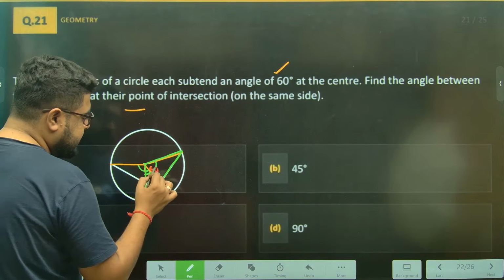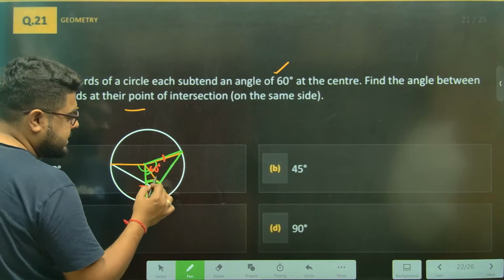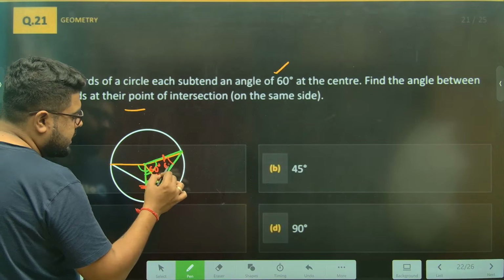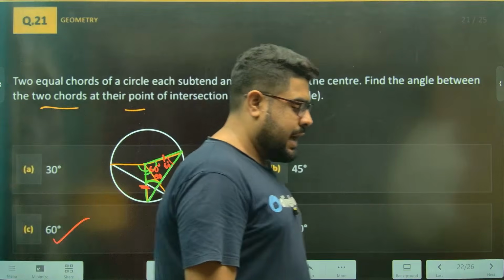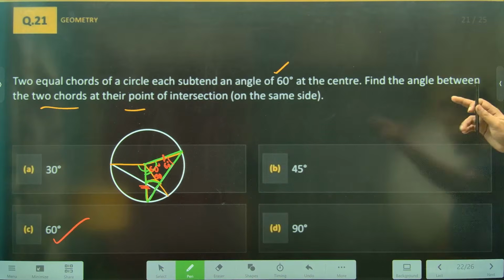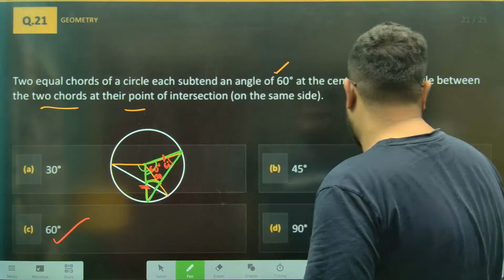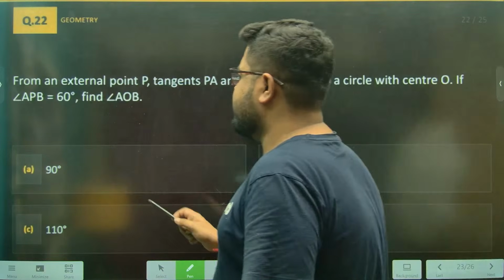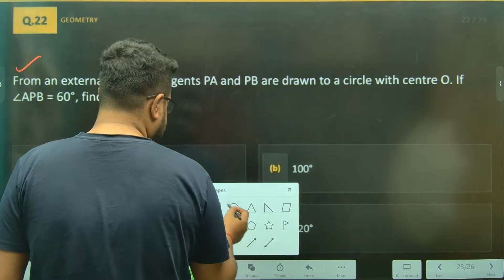This is 60 degrees, sir, and these two are equal, so they must be 60 each again. So all are equilateral triangles. Sir, answer will be 60 degrees only. Answer will 100% be 60 degrees. I should have made the diagram a little bigger. Both the triangles that we have formed are equilateral. Clear, everyone?